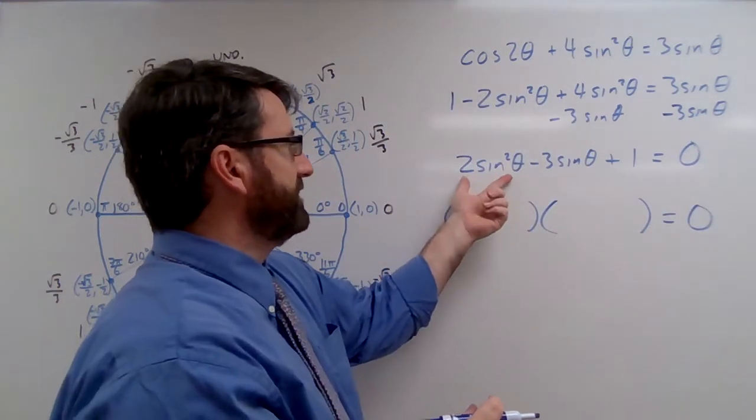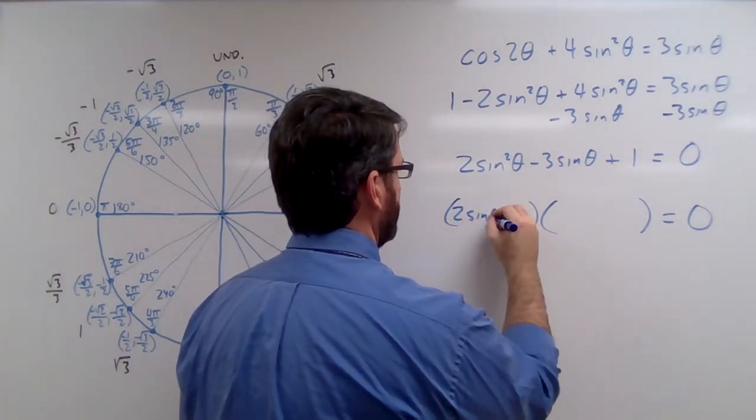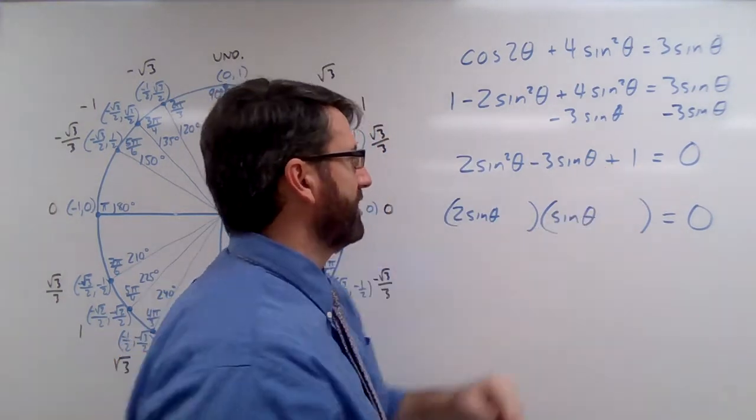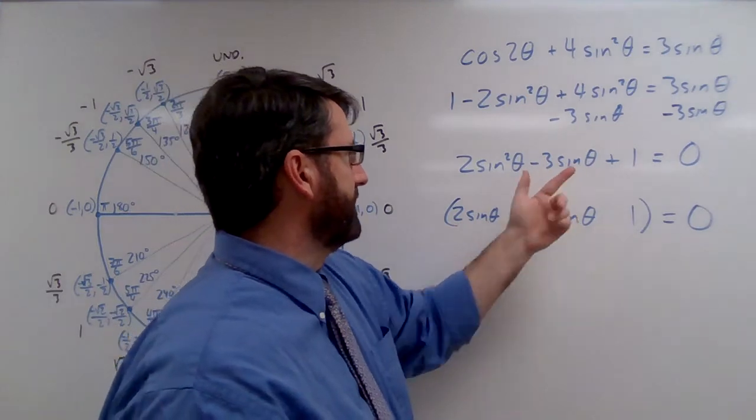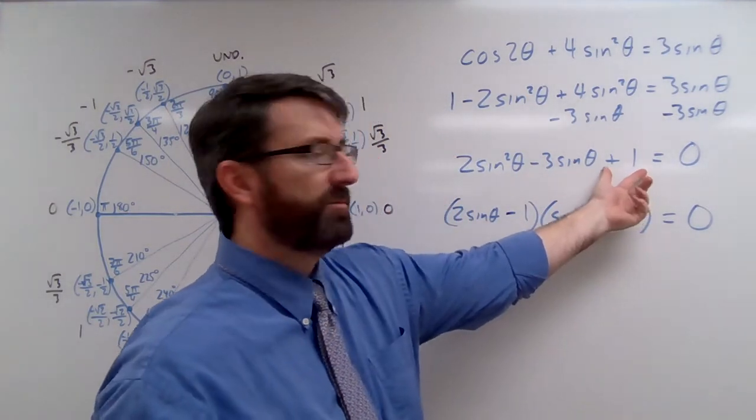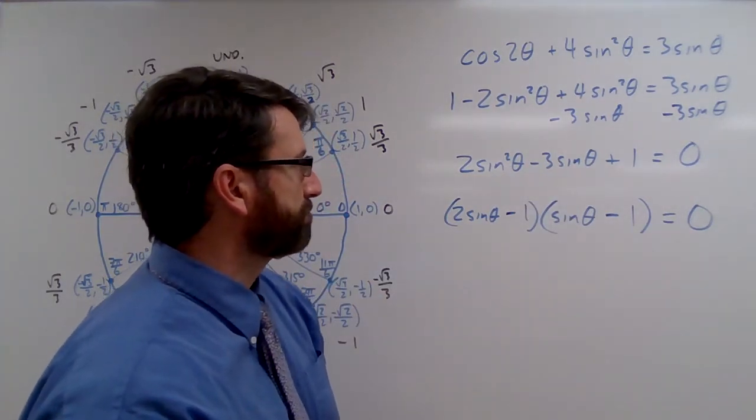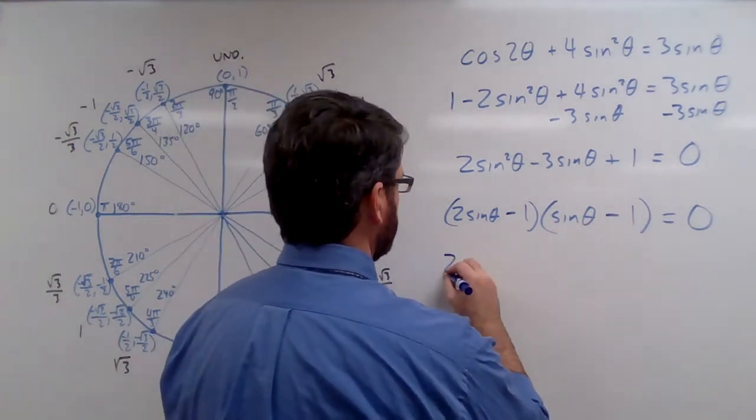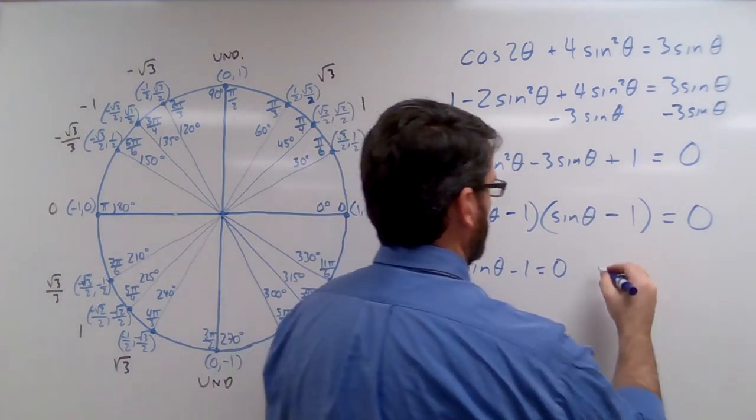All right, so to make 2 sine squared theta, we're going to need a 2 sine theta and a sine theta. And to multiply to 1, we need a 1 and a 1. And they're both going to need to be negative in order to multiply to a positive 1 and add to this negative 3 sine theta. All right, so now we have 2 factors equal to 0. We can set each of those factors separately equal to 0.